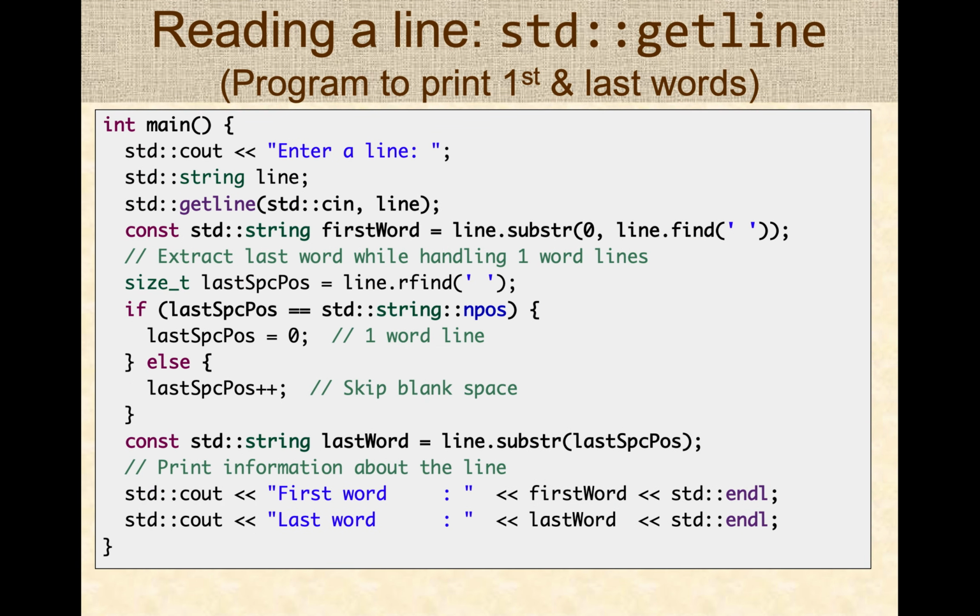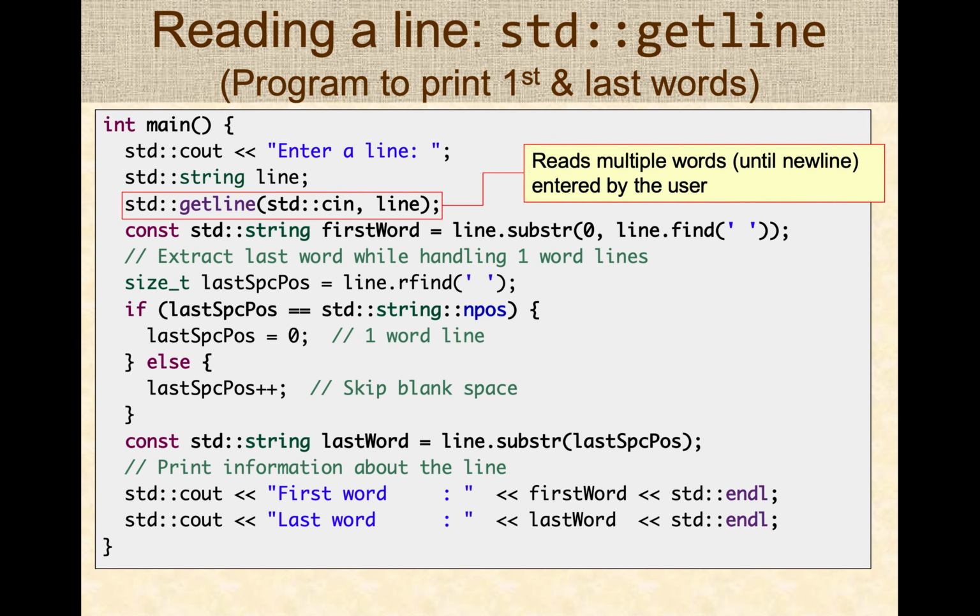Let's look at another example, a little bit more sophisticated. Here we'll be specifically looking at the use of the getline method to read an entire line of input, which can include multiple words. It reads all of that information, including blank spaces that the user might have entered, until the user enters a newline character.